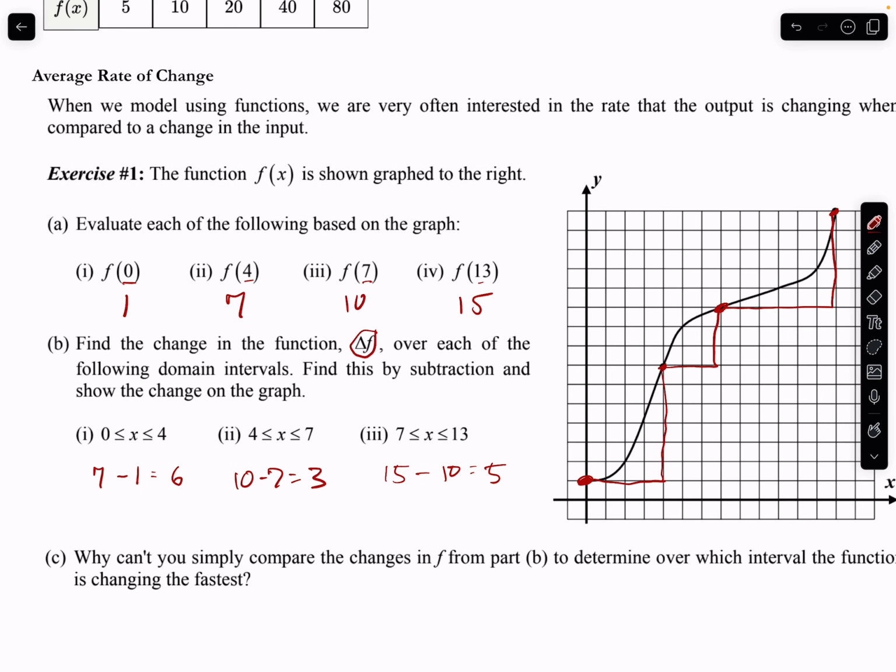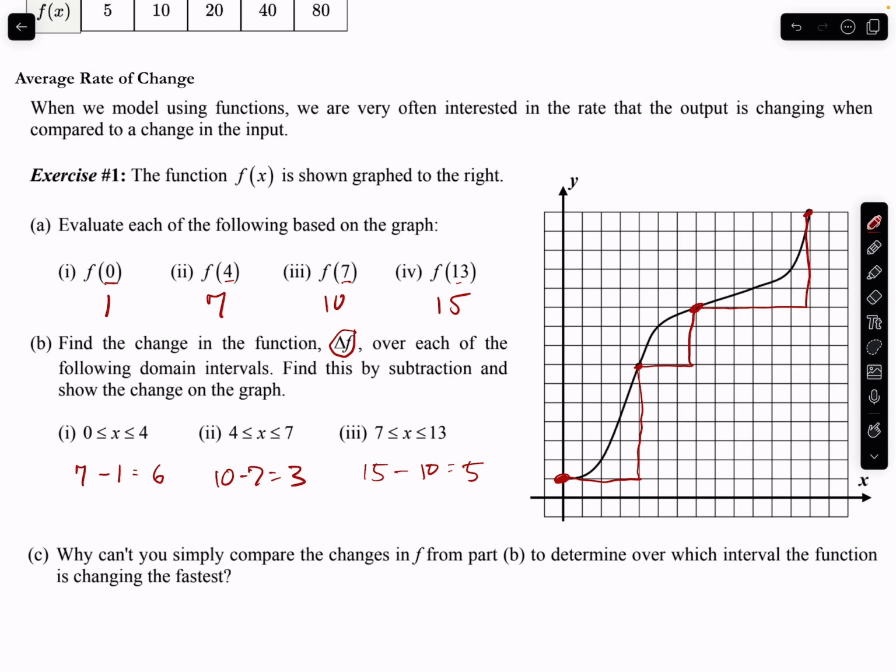And why can't we simply just compare the changes in f from part B to determine which interval the function is changing the fastest? You can see that the domains are not the same, meaning that the x's went up. This is a difference of 4 here. This is a difference of 3 here. And this is a difference of 6. So you can see that there's a big difference in the x values, and it's not the same. So you can't really compare all of these intervals, right?